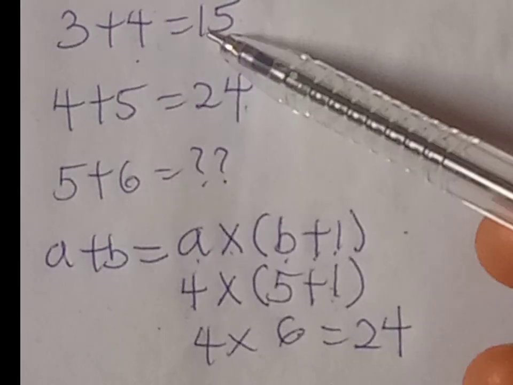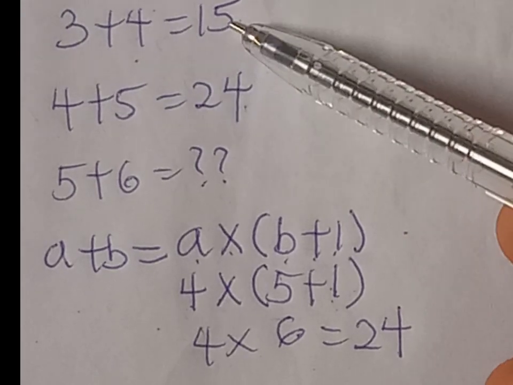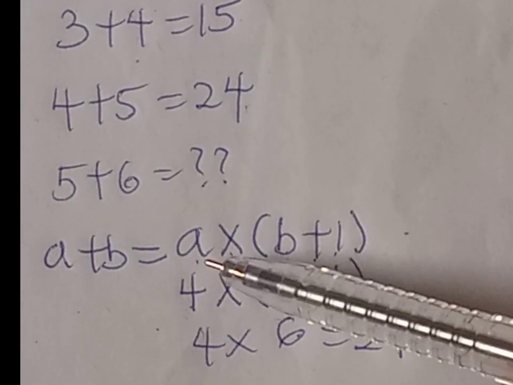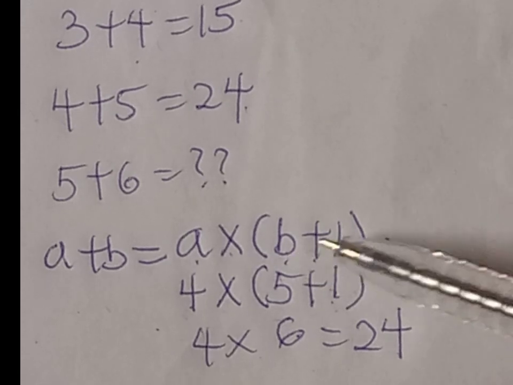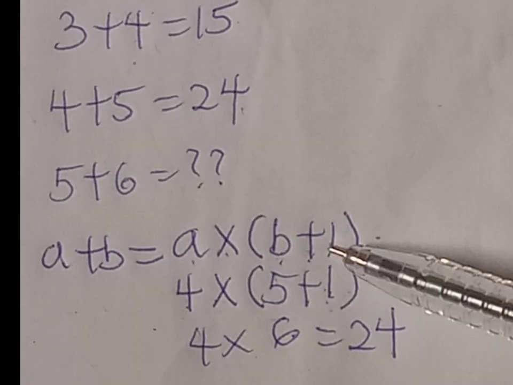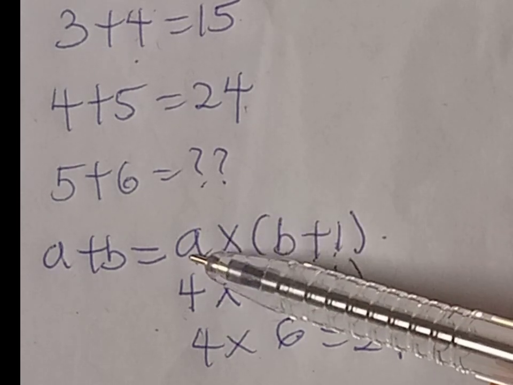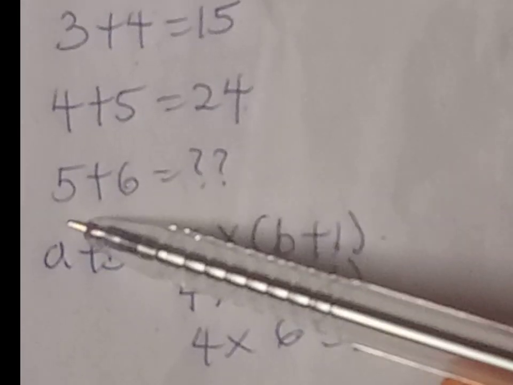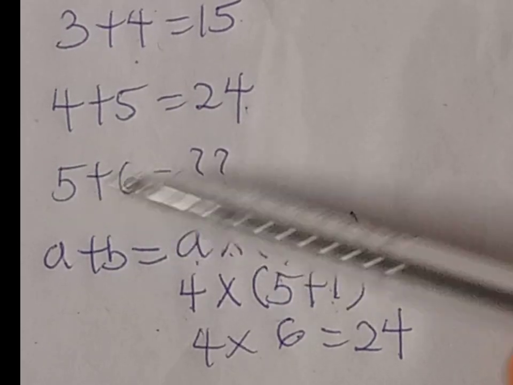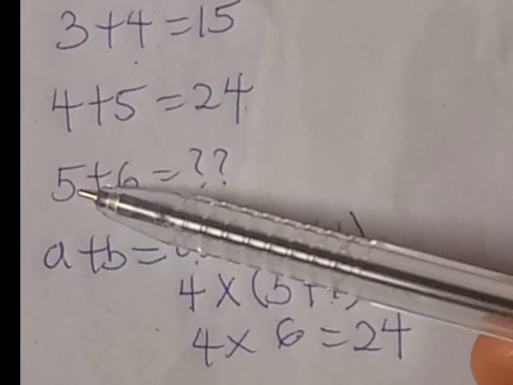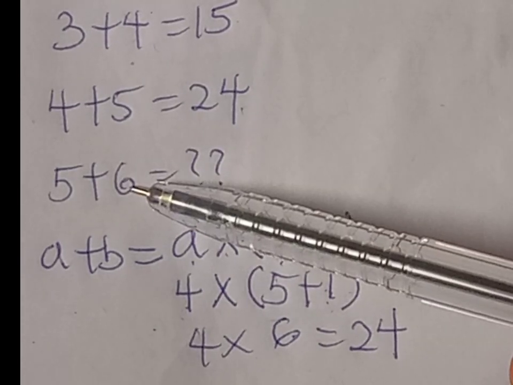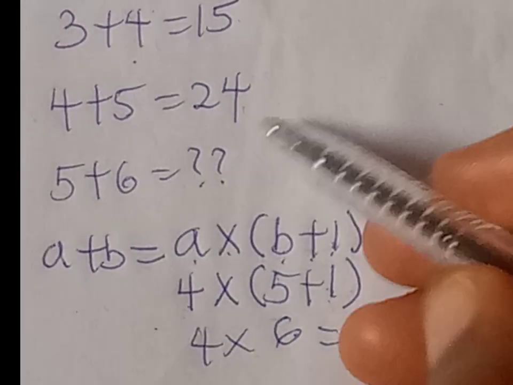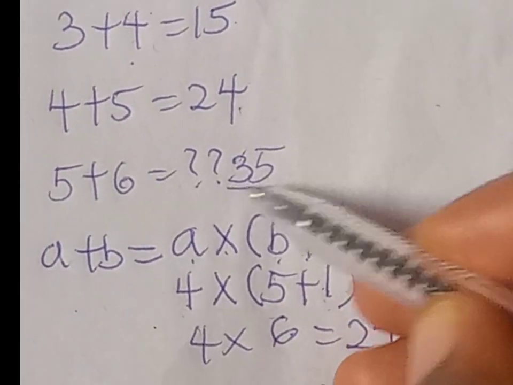Now let's apply it to this. 3 plus 4 equals 15, where A is the 3 and B is the 4. That is 3 multiplied by 4 plus 1. 4 plus 1 will give us 5. Then 5 multiplied by the 3 will give us what? 15. Let's use this for this finally. 5 plus 6 will give us what? Where A is our what? 5. That is 5 multiplied by 6 plus 1. 6 plus 1 will give us 7. 7 multiplied by 5 will give us 35.